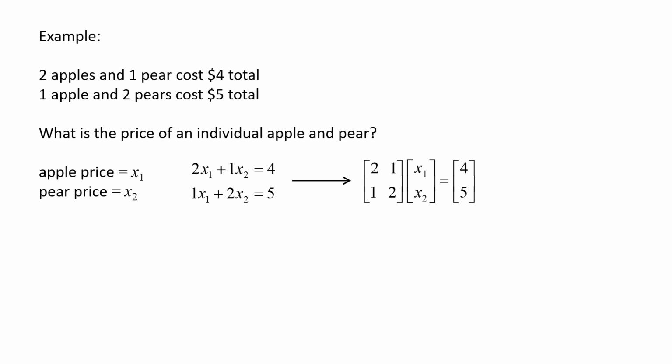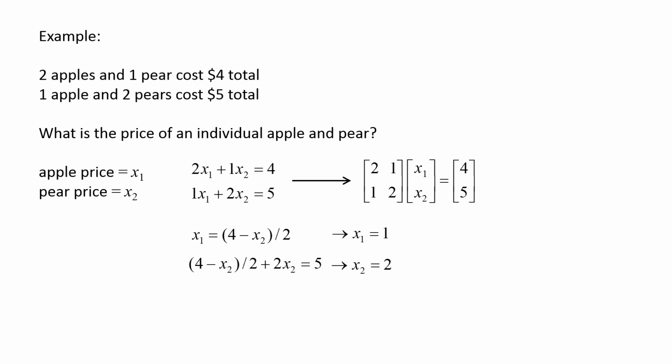However, since we are using direct substitution, it is unnecessary to use matrix notation. First, we solve the first equation for x1, and substitute the resulting expression into the equation for x2. We find that x2 is equal to 2, making x1 equal to 1. This means each apple costs $1 and each pear costs $2.